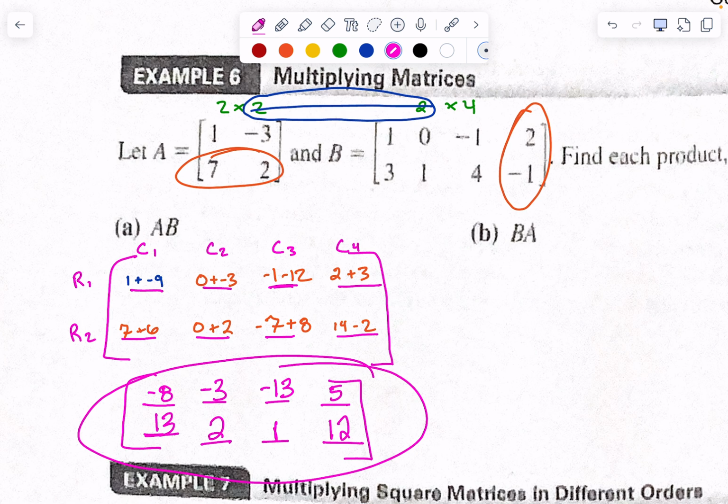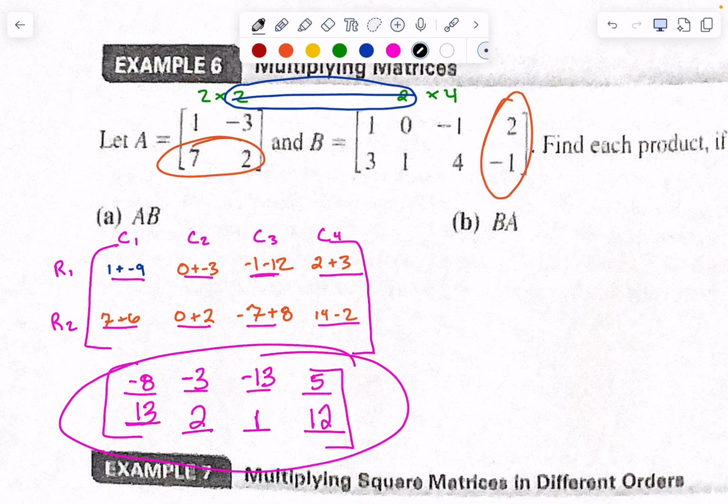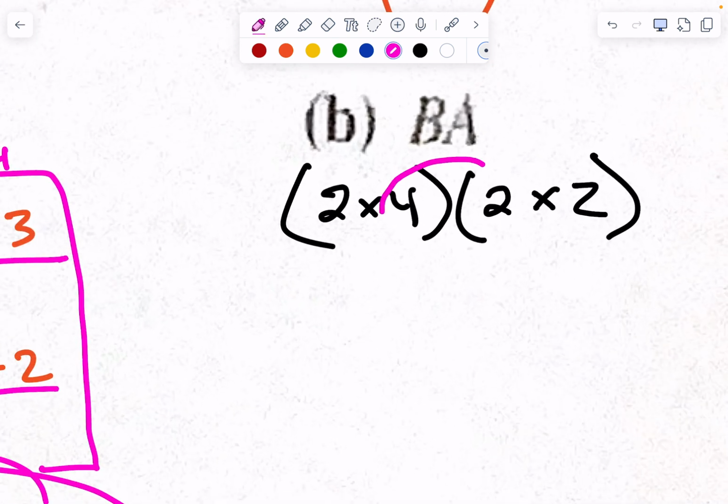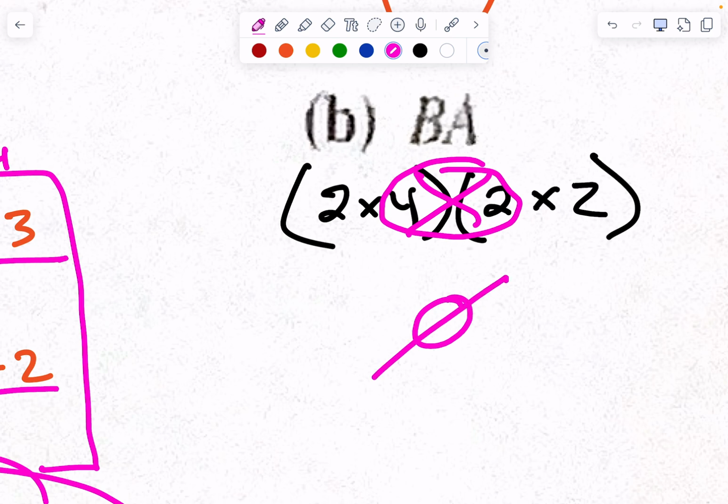Maybe do the next one. The next one, if we switch them, right? If we do B first, B is a 2 by 4, right? And A is a 2 by 2. And the rule says that the middle dimensions have to match. And they do not. So we cannot do B times A.